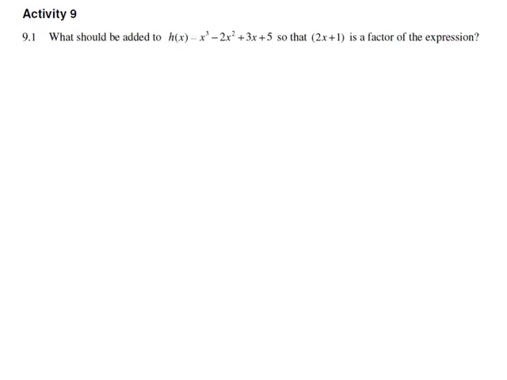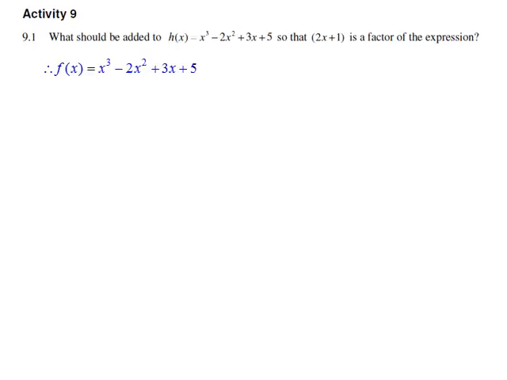In activity 9.1, we are asked what should be added to function h(x) so that 2x plus 1 is a factor of the expression. Now, if you calculate h(minus a half), you will see that you won't get 0, which means that 2x plus 1 is currently not a factor of h(x).